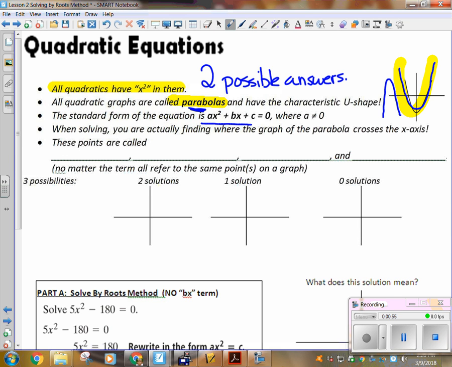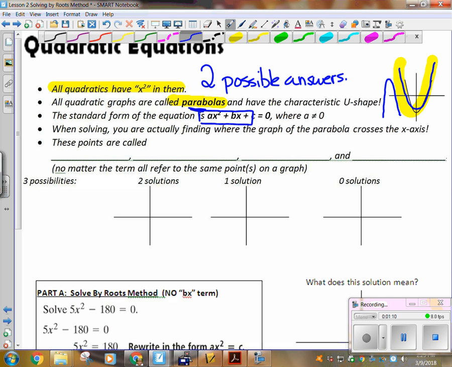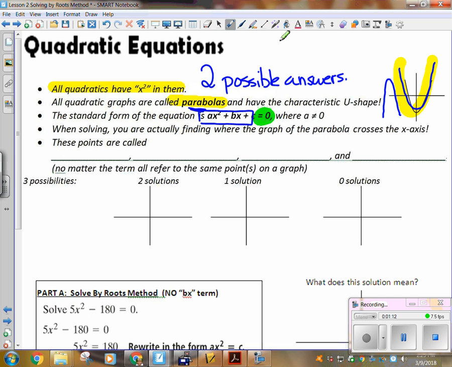It has a standard form, and this part, this side on the left, ax squared plus bx plus c, that is the part that we've been factoring. We've been factoring trinomials. But today, for the first time, we're going to actually put equals 0 on there. That equals makes it an equation. Okay. When solving, you're actually finding where the graph of the parabola crosses the x-axis.